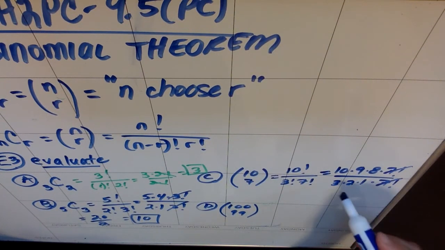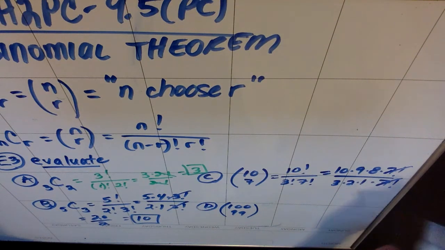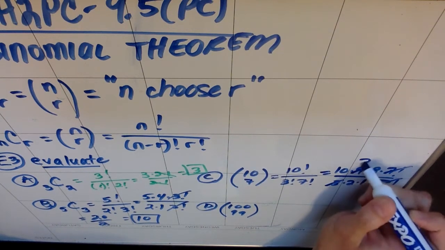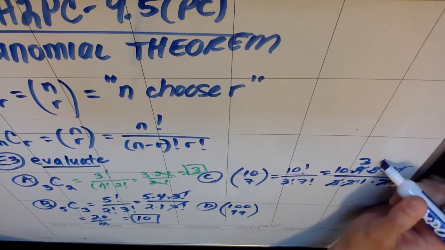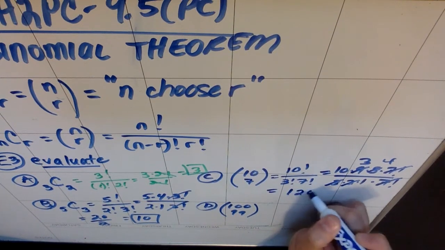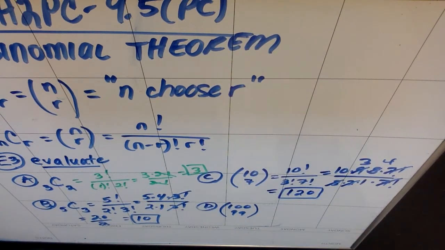So I'm going to get that this is essentially 10 times 9 times 8 divided by 3 times 2 times 1. So I'm just going to cancel some stuff out of here. I'm going to cancel a 3 out of the 9 and make it a 3. I'm going to cancel a 2 out of the 8 and make it a 4. So I seem to get 12 times 10 on top, which means that there are 120 ways. So if you had 10 items and I asked you to pick 7 of them, you could do it in 120 ways if order didn't matter. So 10 choose 7 is 120.